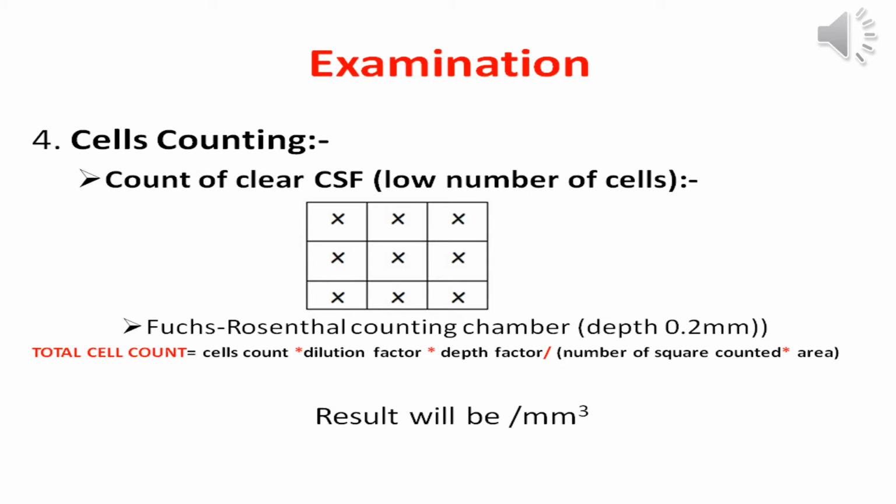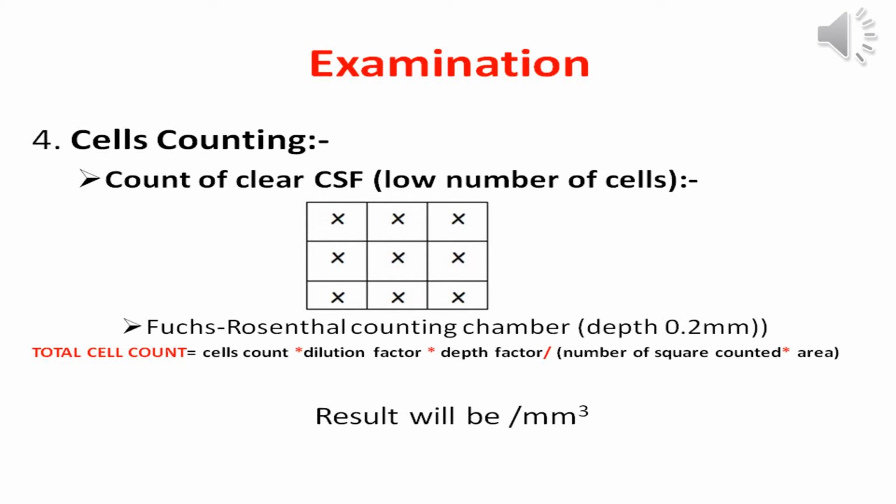The formula I use to calculate the total cell count, as you remember, is the cell count multiplied by the dilution factor multiplied by the depth factor, divided by the number of squares counted multiplied by area. That means the cells you count in the 9 squares multiplied by the dilution factor. The dilution factor, there is no dilution here, so you can write 1. The depth factor depends on the chamber. In case you use the common chamber, the depth of this chamber is 0.1, so the depth factor will be the opposite, which is the depth 1 over 10.